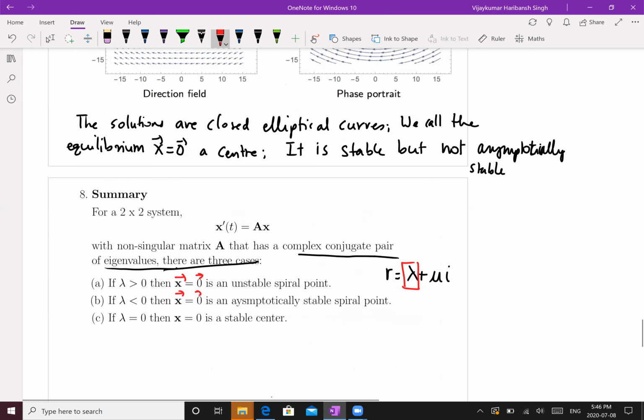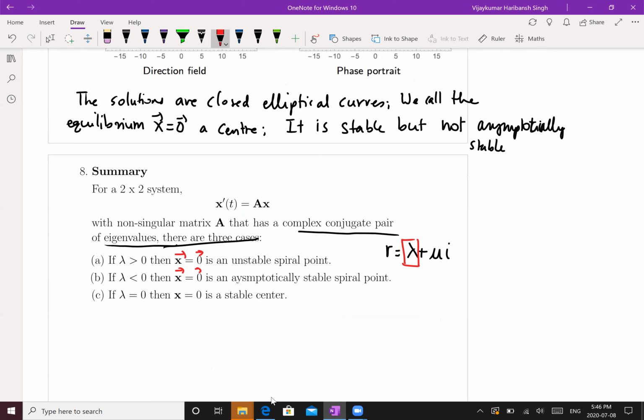However, if lambda equals 0, then we get a stable center, all right? But it's not converging to the equilibrium, all right? It's moving in circles. So we have a stable center, right?